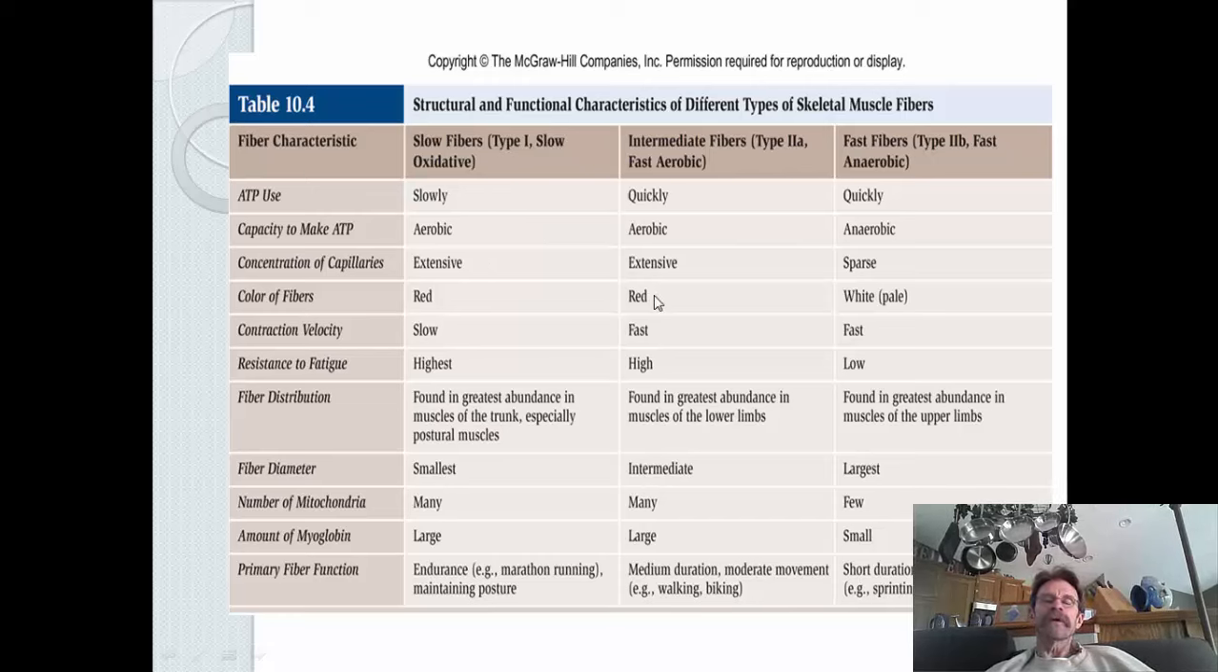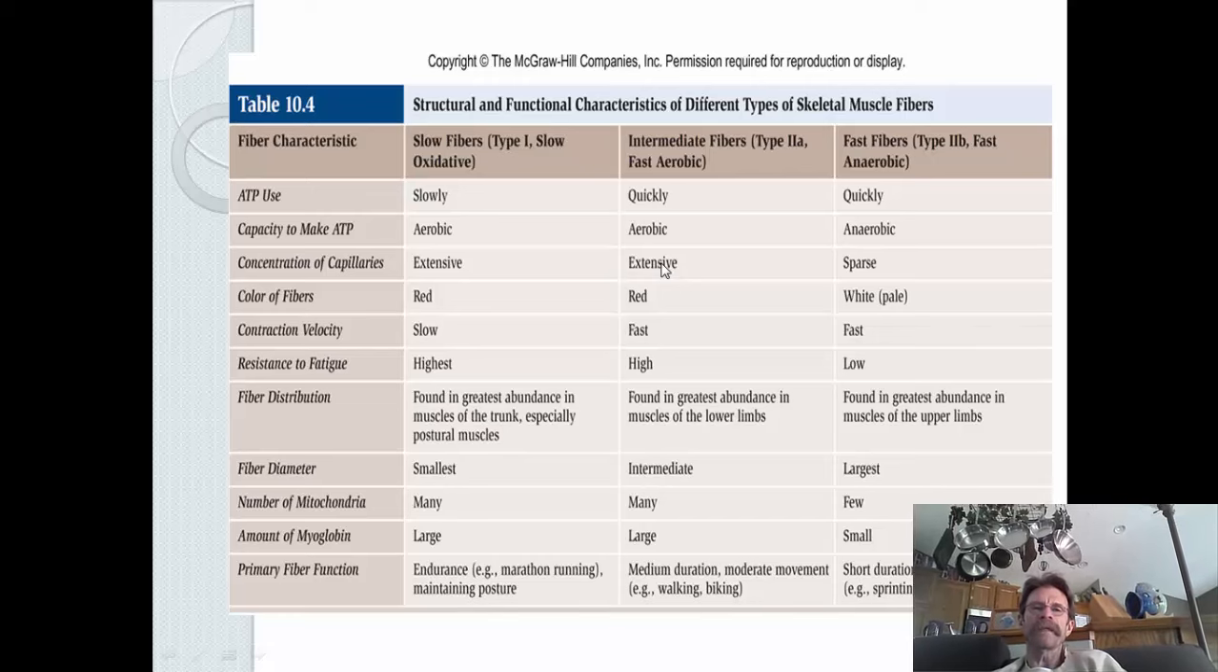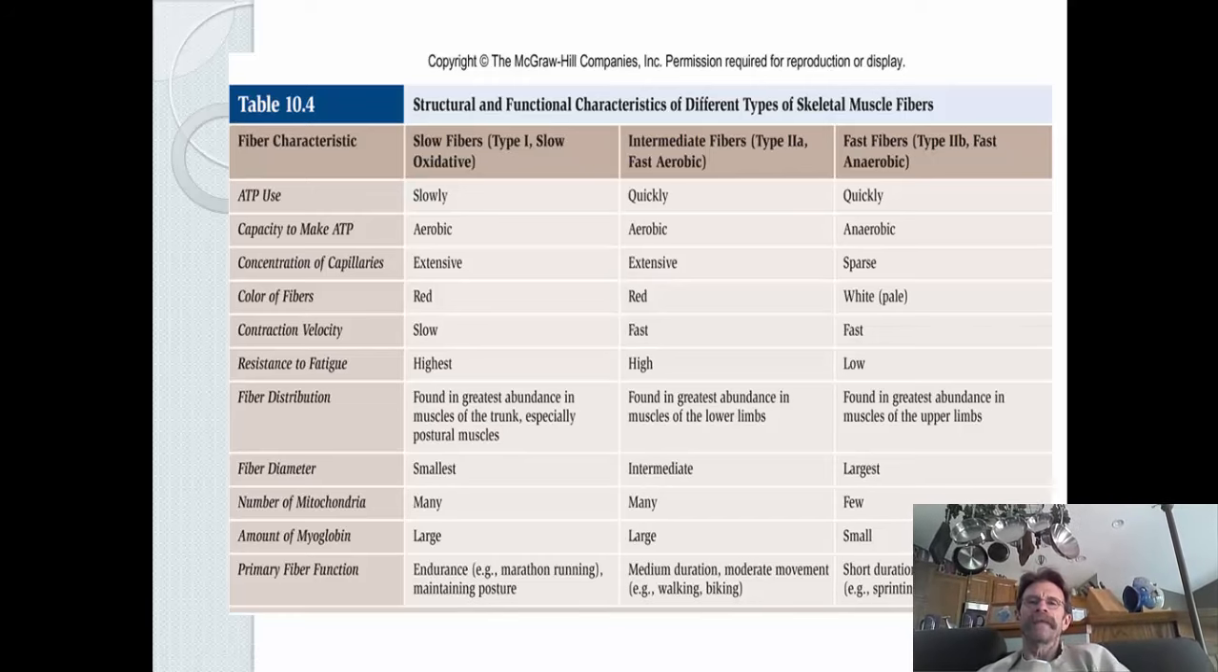The intermediate fibers are also characterized here as red, but we'll take a look in a minute. They're actually going to look more gray, maybe a pinkish, but not a dark red. And then lastly, the fast ones do not need any oxygen, hence they're white or pale as a looking cell. So you can see these cells by what they look like, their color.